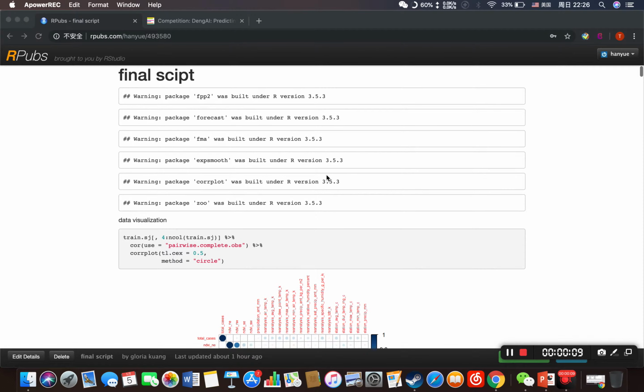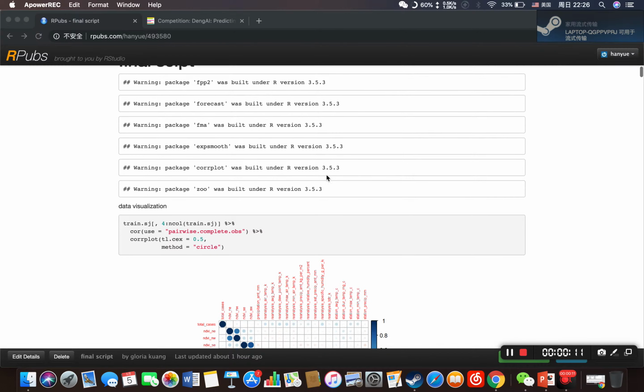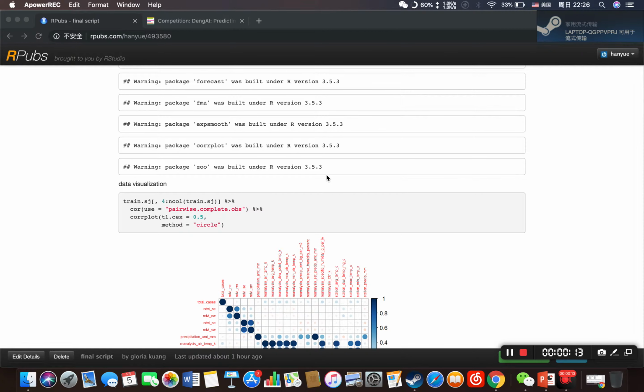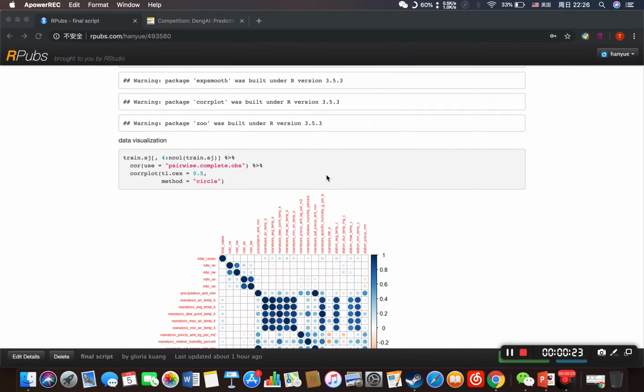So there's a lot of stuff to say, so I'm going to be short and brief. I'm not going to introduce our project here since it is so complicated, so we'll jump to the data visualization.